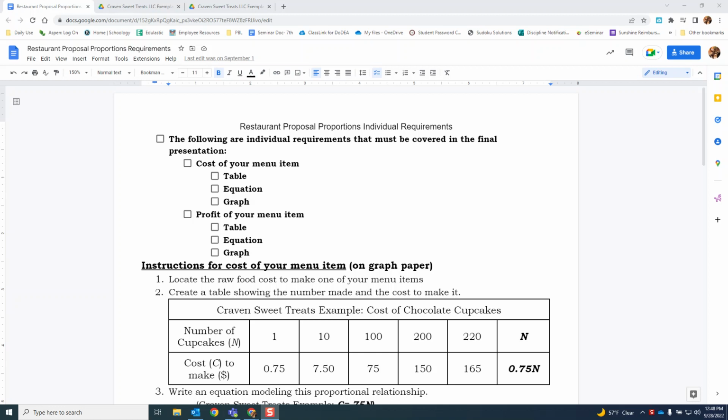The following is the instructions on how to create your cost and profit graphs, which is your proportions individual requirement. You are going to be talking about the cost of your menu item. You're going to create a table, equation, and graph, as well as the profit of your menu item. You will create a table, equation, and graph, and these will be included in your final business proposal.